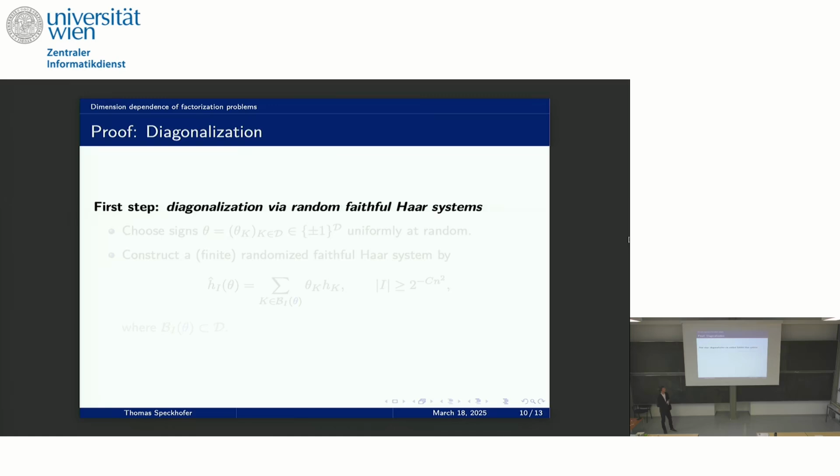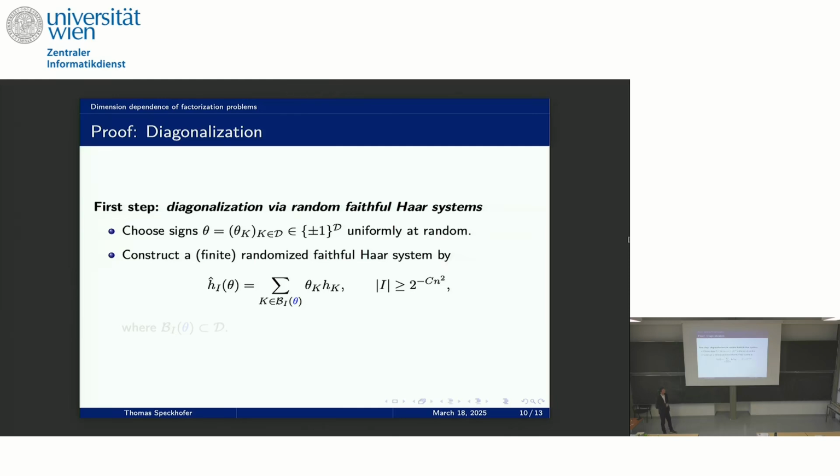So the first reduction step, the diagonalization step, works as follows. We construct a randomized faithful Haar system. So we choose some signs, theta k, where k is taken from the dyadic intervals, uniformly at random. And then our system looks like this. HI hat of theta is some finite linear combination of Haar functions hk with coefficients theta k, which are our random signs, ±1. We do this for a specific number of levels of the Haar system.